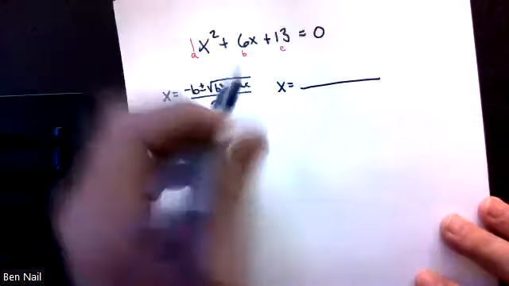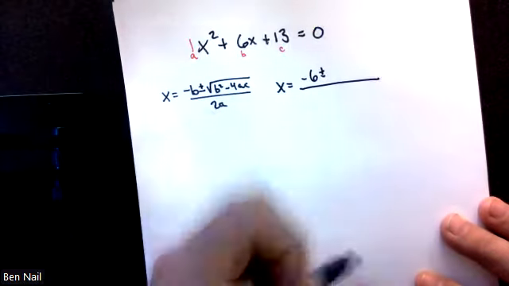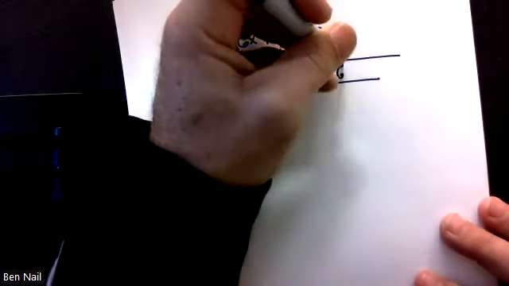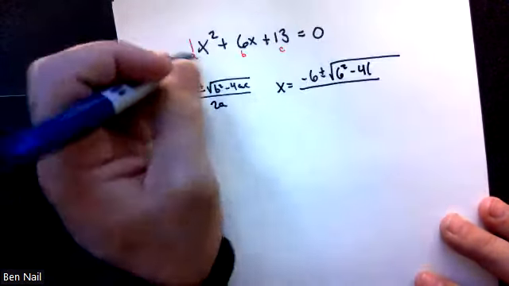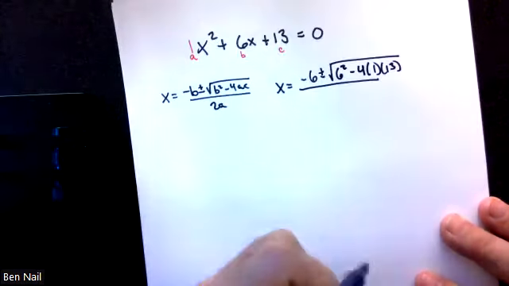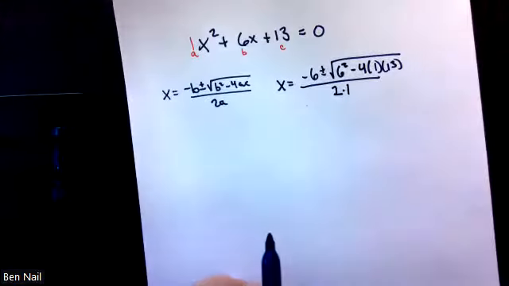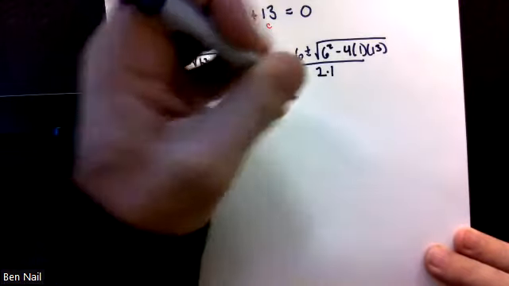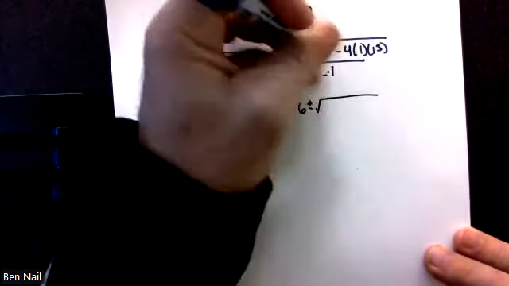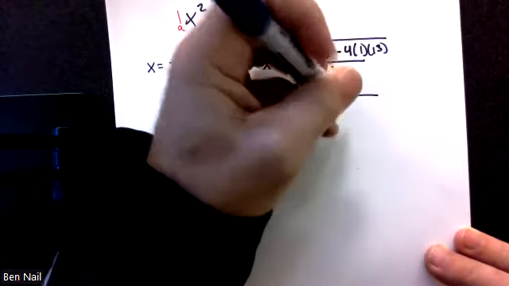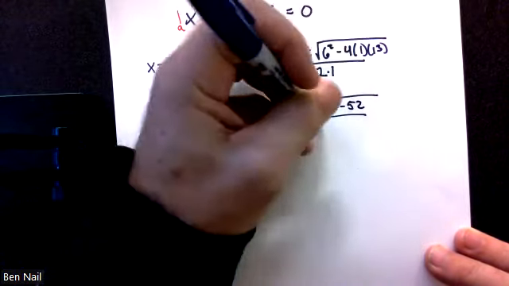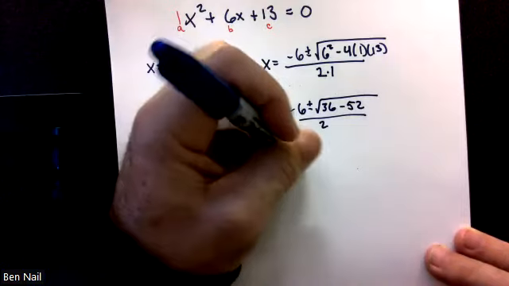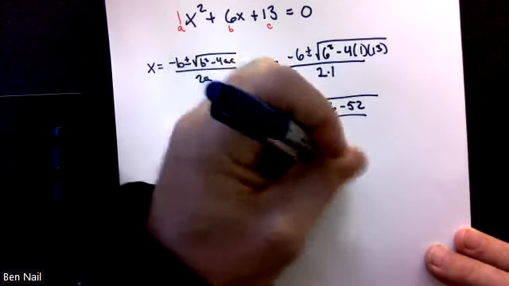So again, x equals negative b plus or minus the square root of b squared minus 4 times a times c all over 2 times a. And again, if we want to simplify, 6 squared is 36. 4 times 1 times 13 is 52. 36 minus 52 is negative 16.